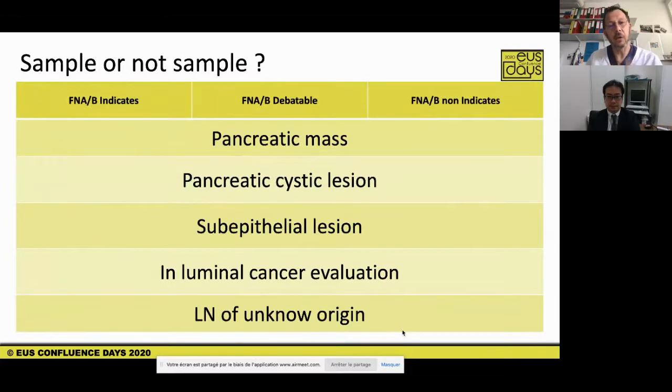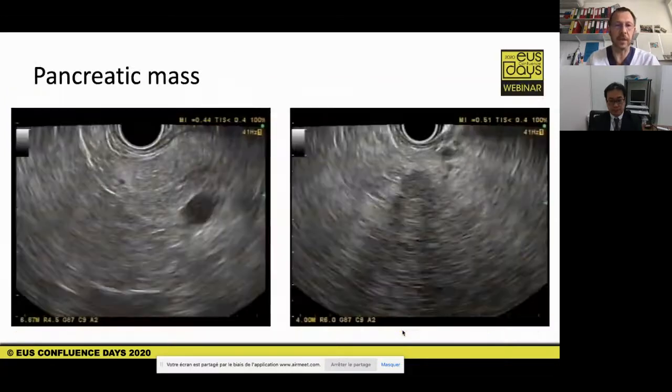So I would like to go through all the main indications, and we will speak, like Dr. Lee discussed before, of some indications, mainly pancreatic mass, cystic lesion, subepithelial lesion. Also, what about the place of FNA in the luminal cancer evaluation? And finally, the lymph node of unknown origin. And I would like to see after each main indication if there is an indication, in which case, when it's not indicated, and maybe where there is still a debate.